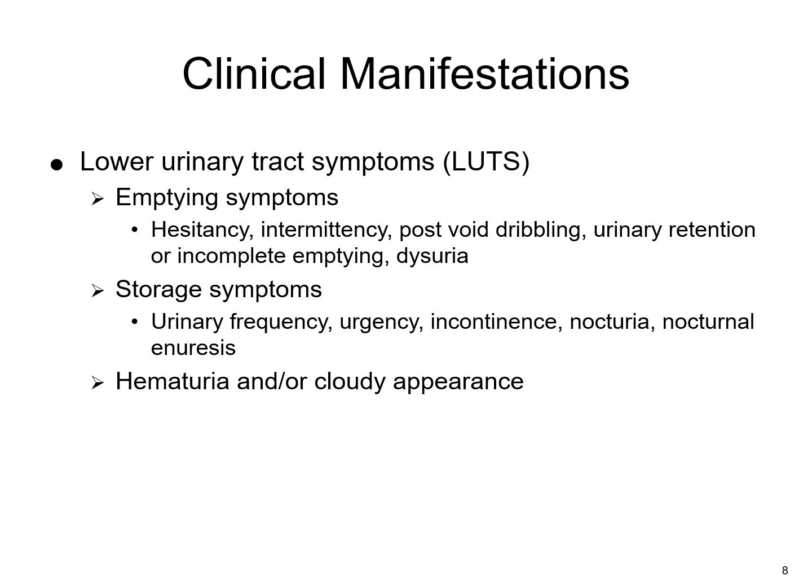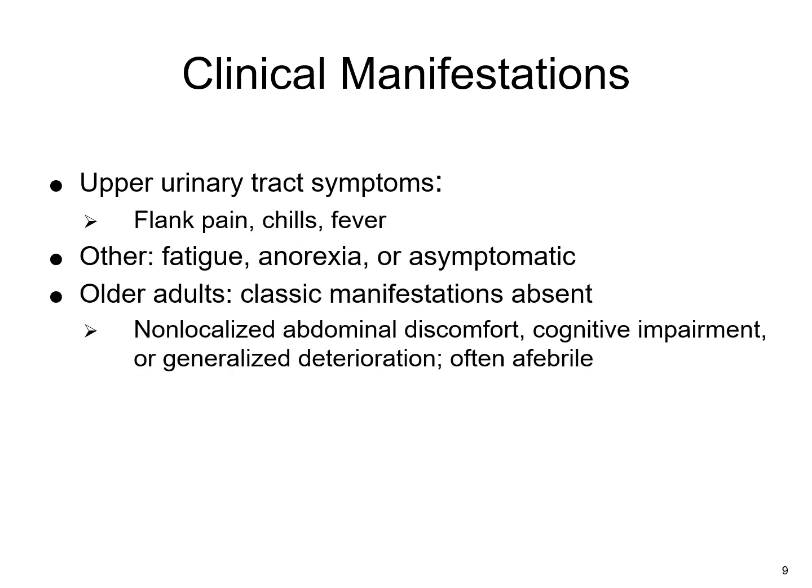And then things like hematuria and/or cloudy appearance. So you do have to have a sense of what the lower urinary tract symptoms are. And once again, for the lower UTIs, it's the bladder and the urethra, right? Those are the main organs that are involved there. And then for the upper, it was the kidney and the ureters, right?